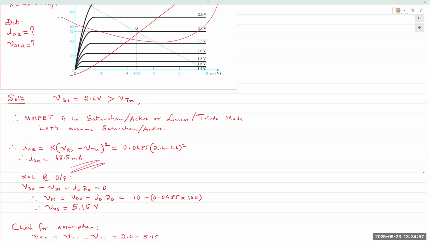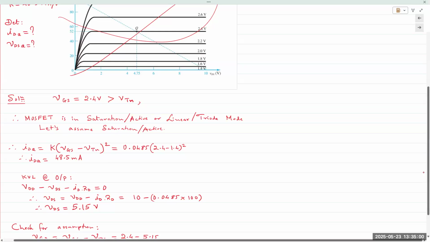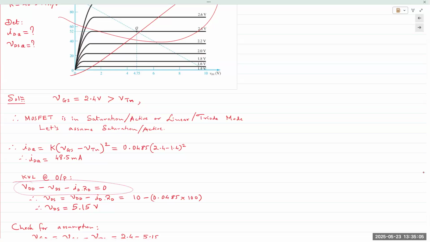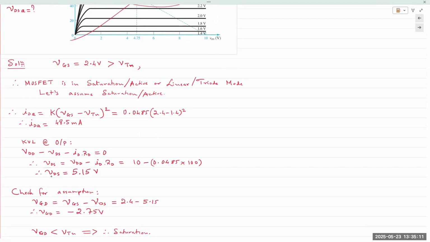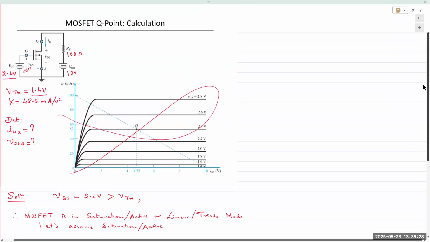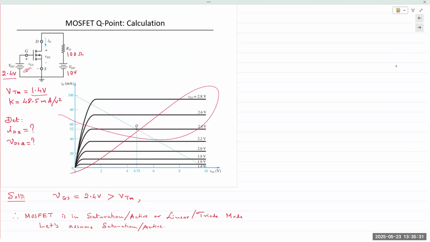Once we have IDQ, we can follow the same process. Apply KVL at the output side. We obtain VDD minus VDS minus IDRD equals 0. Plug in the values for ID and calculate VDS, which in this case is 5.15 volts. Again, as far as circuits go, this one is rather straightforward, minimal. There's only one component, the drain resistance. There is no resistance at the gate, but even if there was a resistance, it wouldn't matter because we don't have any current going into the device.